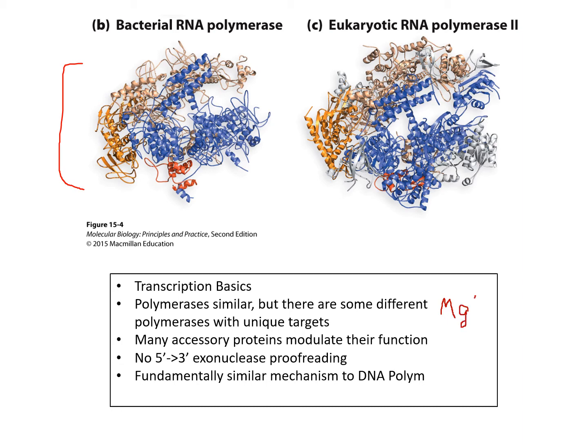With the obvious exception that they work off of different templates. On its own, RNA polymerase does not encode an exonuclease proofreading mechanism either. So that's a unique function that's encoded in DNA polymerases.